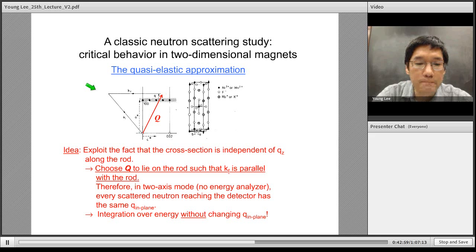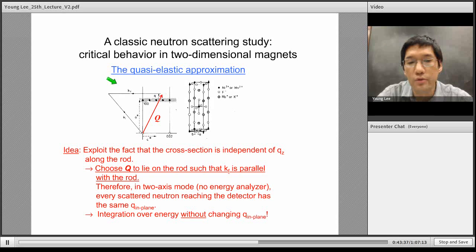So what does that mean? If that's the case, when we do a two-axis measurement, so we are not using an analyzer crystal, there's no energy analysis, we just have a detector, and any neutron hitting the detector is counted. Every scattered neutron hitting that detector now has the same Q in plane. And this does take a little bit of time to sink in, if you haven't thought about this before.